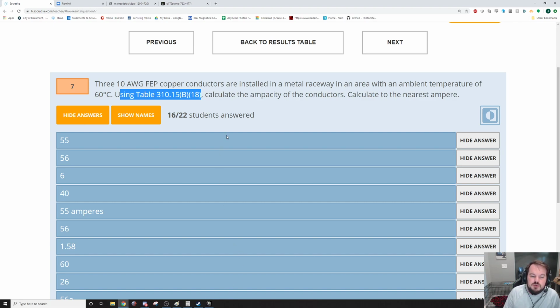And then you will go to, let me flip my page. I should just move my code book over here. That way my tablet can rest on that page. All right, 310.15(B)(18). We are looking at 10 gauge FEP. Number 10 FEP is 60 amps.